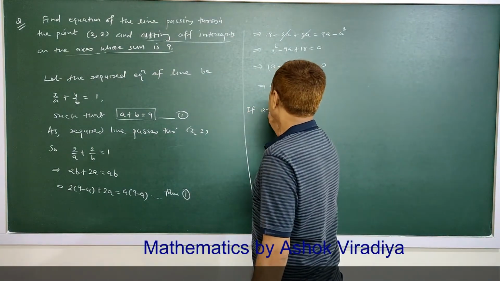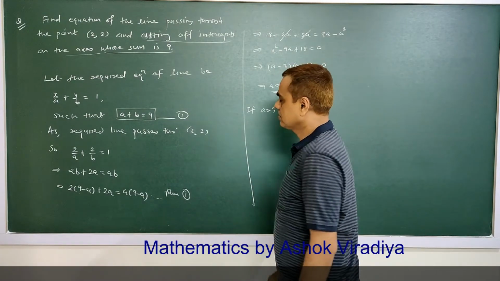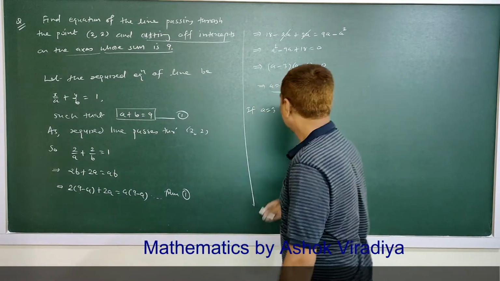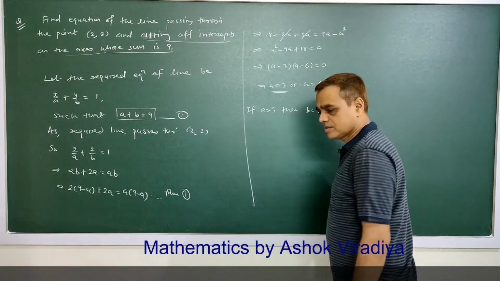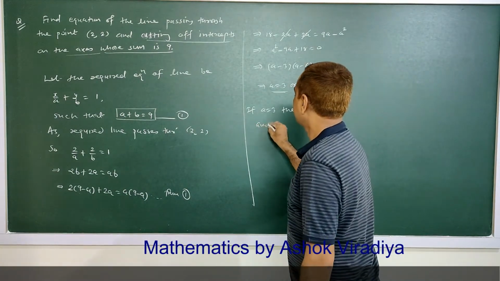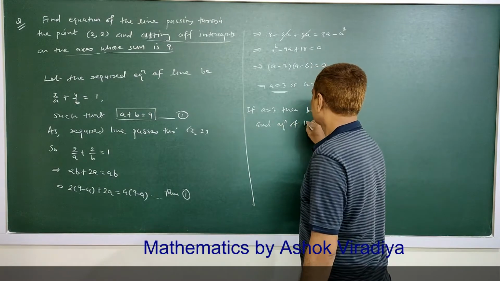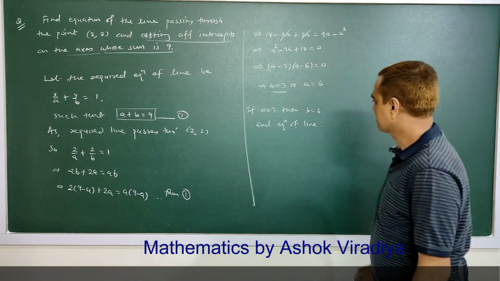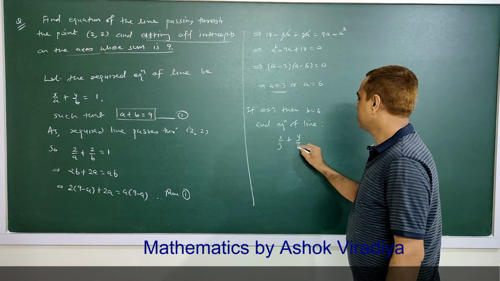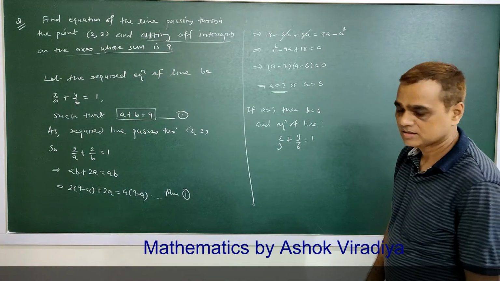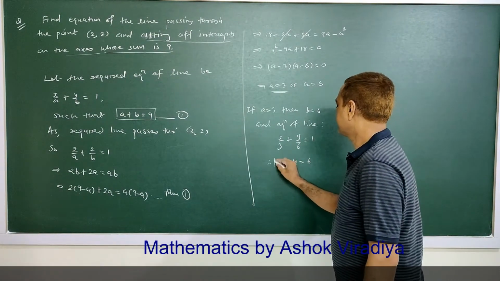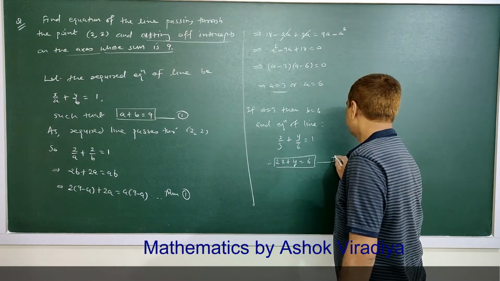Now case 1. If a is 3, then putting here 3, b is 6. So if a is 3, then b is 6, and the equation of line will be x upon a plus y upon b equal to 1. That is 2x plus y equal to 6. This is the first possible line.